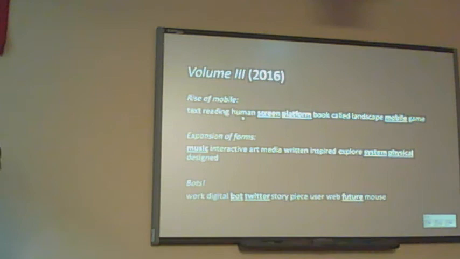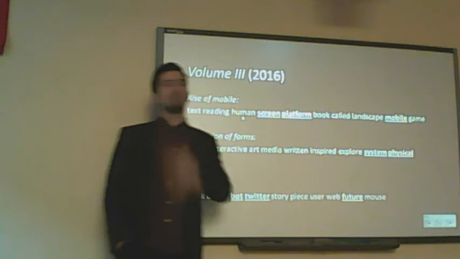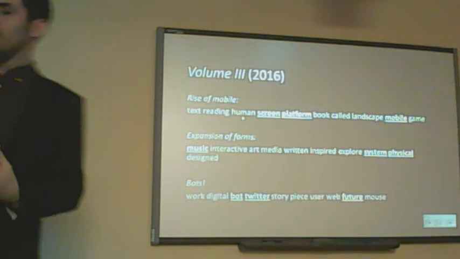Volume 3, 2016, we start to see the rise of mobile electronic literature, which is big now. People start talking about platforms. So in volumes 1 and 2, authors typically assumed that when people were reading from the screen, they were reading from this kind of screen. Whereas now, of course, the screen can mean a lot of different things.